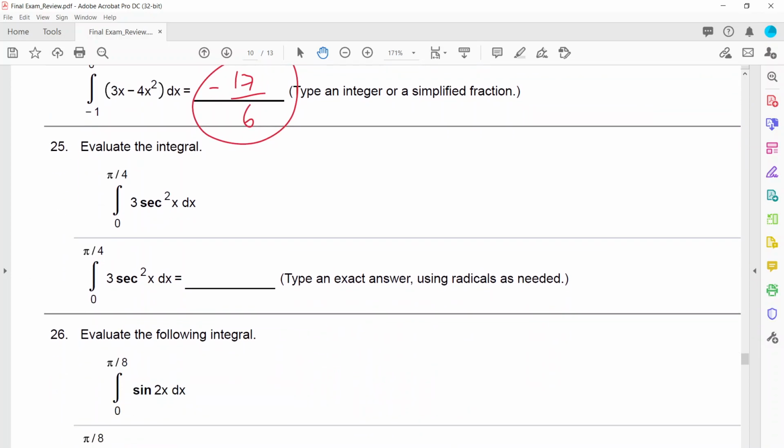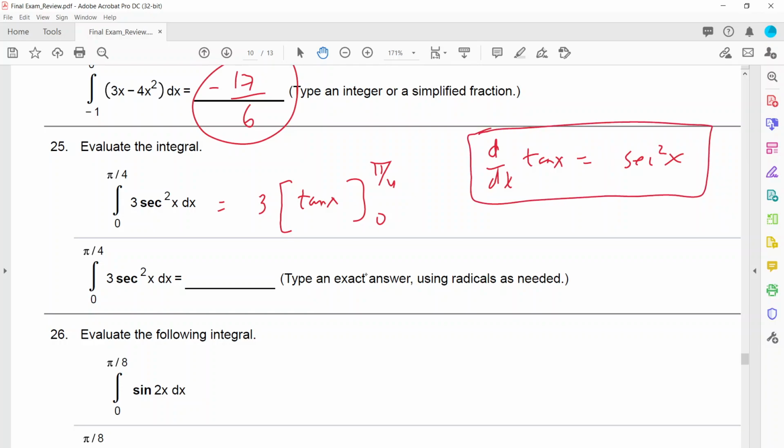Okay, so problem 25. This is the integration of a trigonometric function. We know the derivative of tangent of x is secant square of x. So integration of this one is tangent of x. So this is 3 times tangent of x. You just have to put 0 and pi over 4. If you put pi over 4, that will be 1. If you put 0, that will be 0, because the tan function at 0 is 0. So it is 3 actually, because 3 times 1 minus 0 is 3.